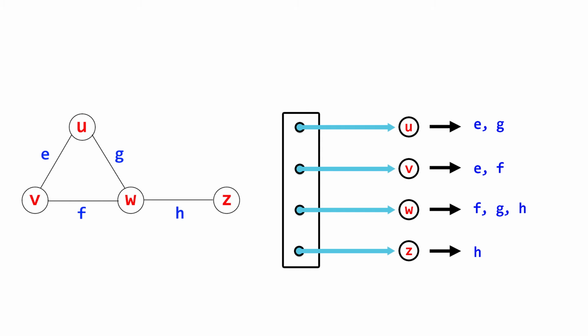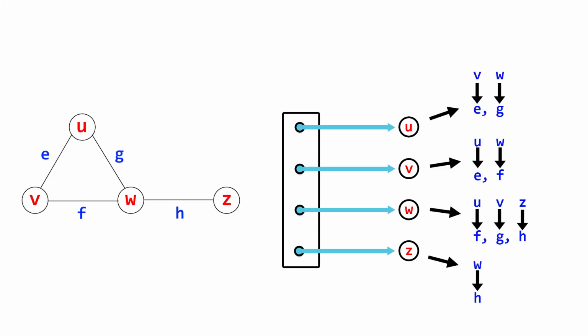If this was a directed graph, then each vertex would have a list for the outgoing edges and another for the incoming edges. So here we have a list of all the vertices, which would be U, V, W, and Z. And then when we created the vertex U, we would also have another list which would contain the edges E and G.